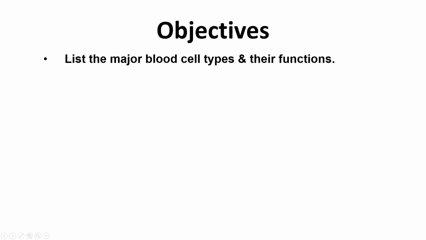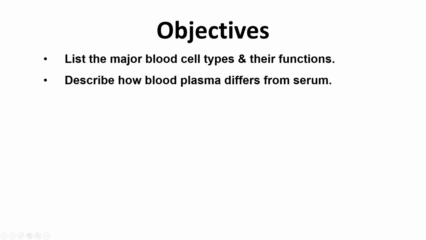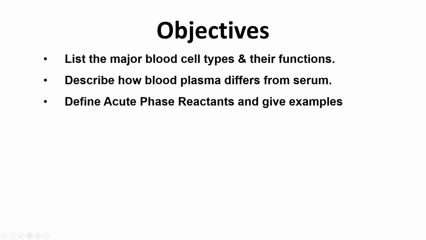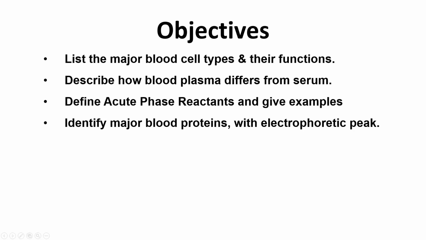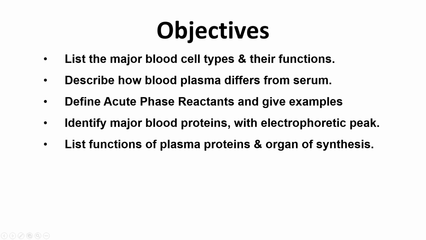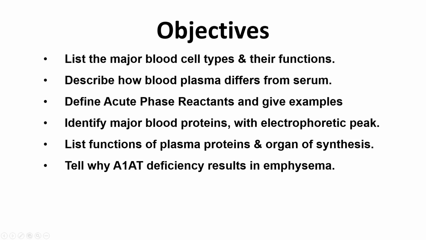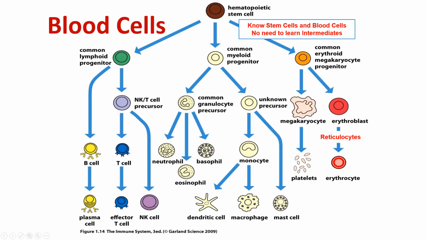Our objectives for this section are to list the major blood cell types and their functions, describe how blood plasma differs from serum, define acute phase reactants and give examples, identify major blood proteins with their electrophoretic peak, list functions of plasma proteins and organ of synthesis, and tell why alpha-1 antitrypsin (A1AT) deficiency results in emphysema.